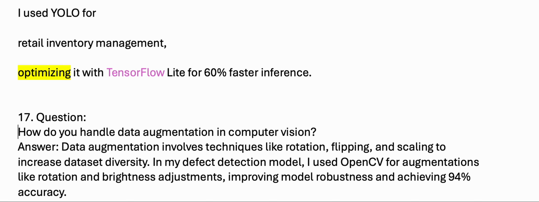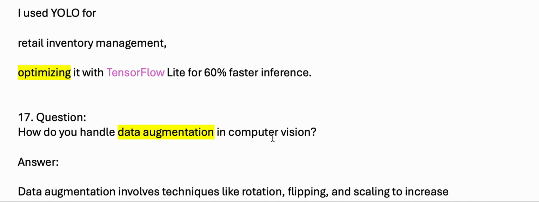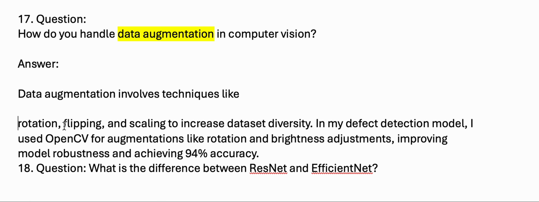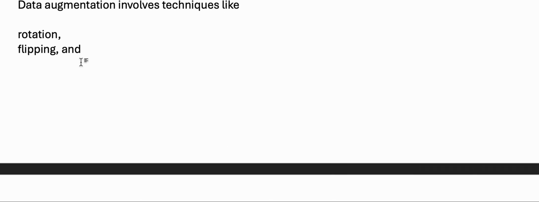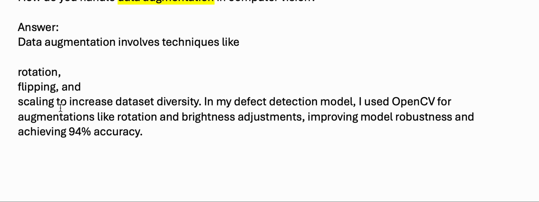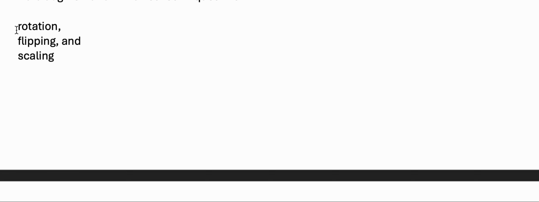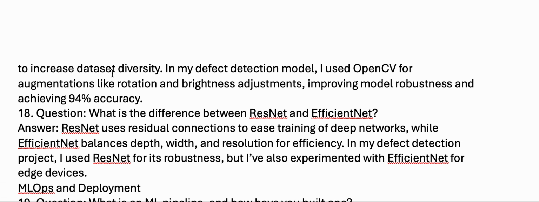Next, how do you handle data augmentation in computer vision? Answer: data augmentation involves techniques like rotation, flipping, and scaling to increase dataset diversity.